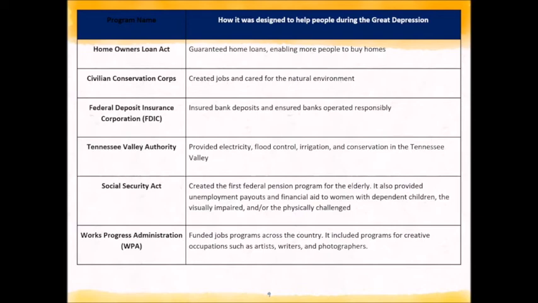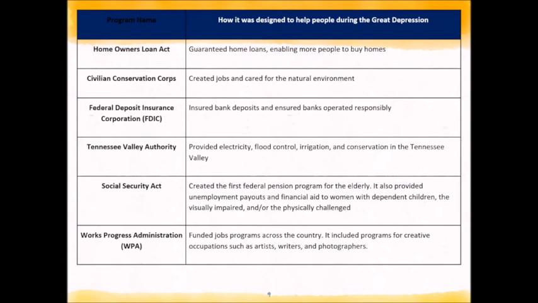The Social Security Act created the first federal pension program for the elderly. It also provided unemployment payouts and financial aid to women with dependent children, the visually impaired, and the physically challenged. Social Security is around as well presently.